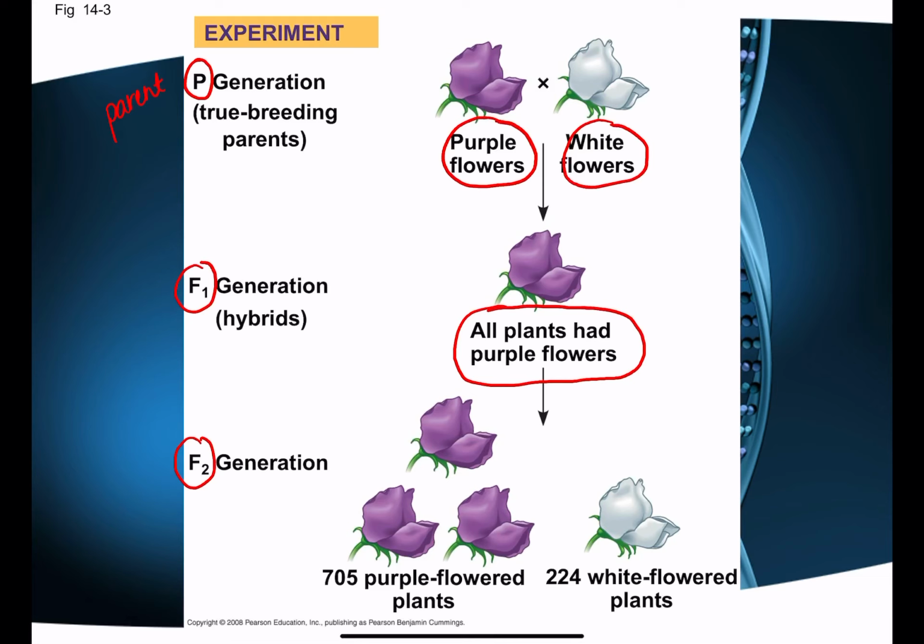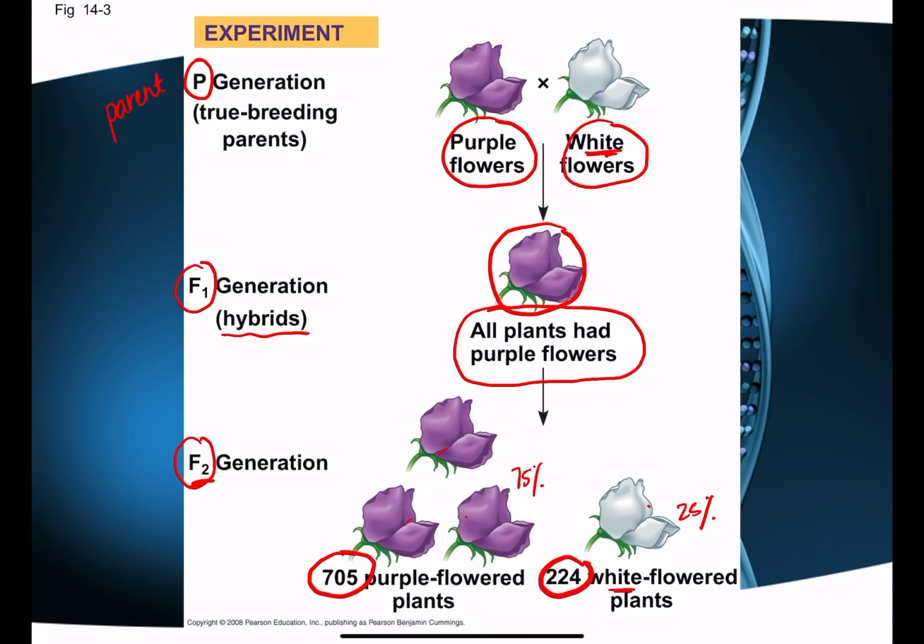And then when he took those purple flowers and he crossed them together, in the third generation or the F2 generation, he had about 705 purple flowered plants and 224 white flowered plants. So that's close to three here and one here. So, a 75% of the purple ones, 25% of the white ones. And so he got to figuring and saying like, how could this happen? And so Mendel decided that these purple flowers in the middle must be hybrids, that they carry these traits from the white parent, and you're able to pass that on in the next generation.